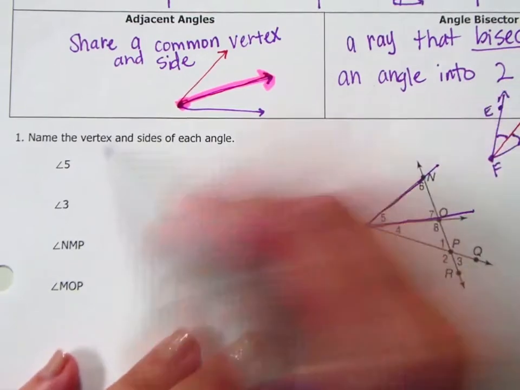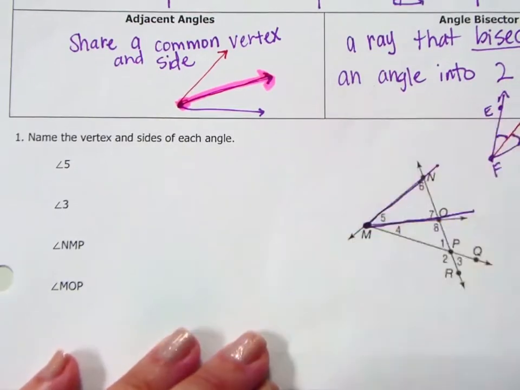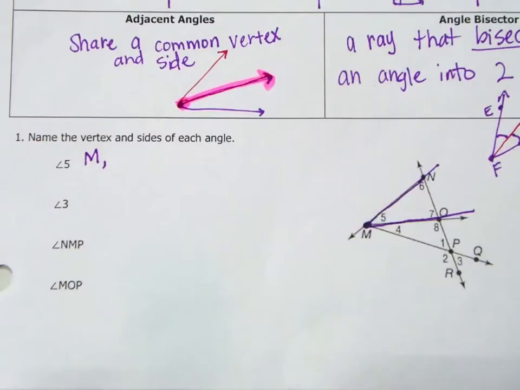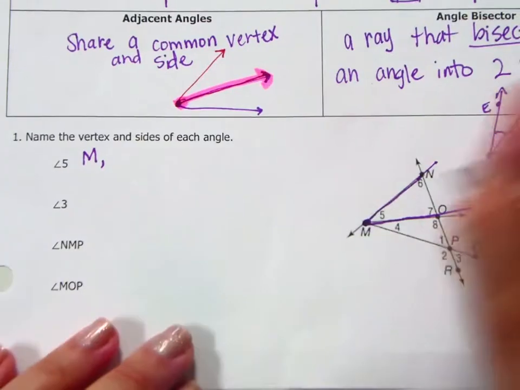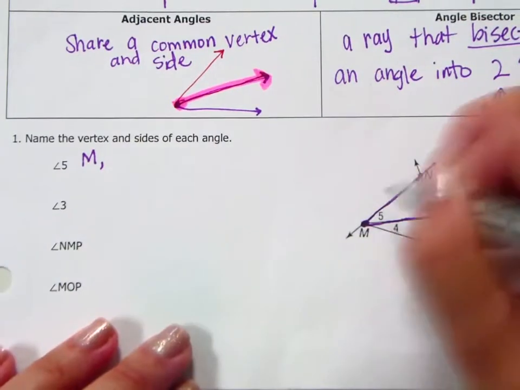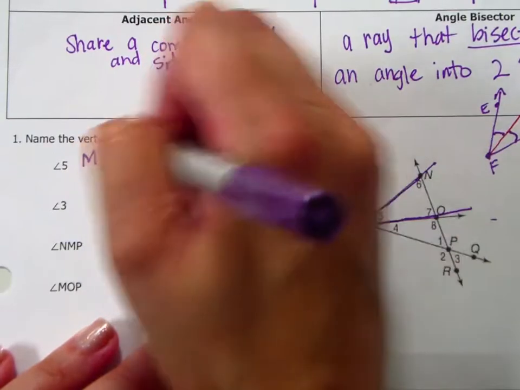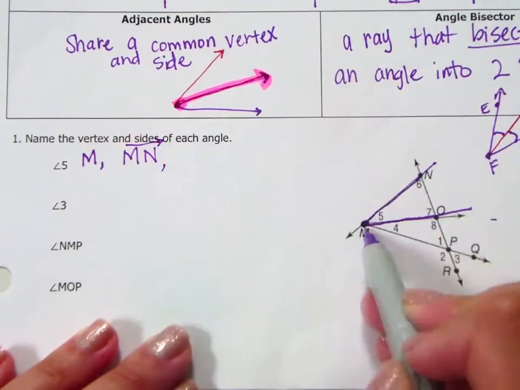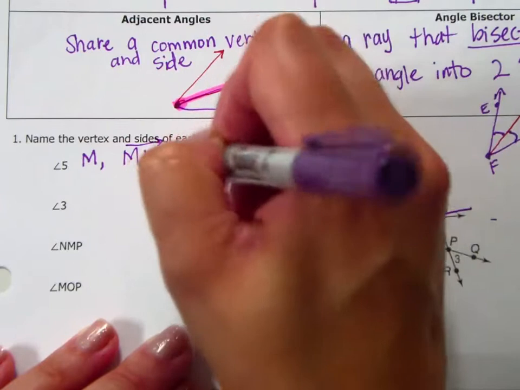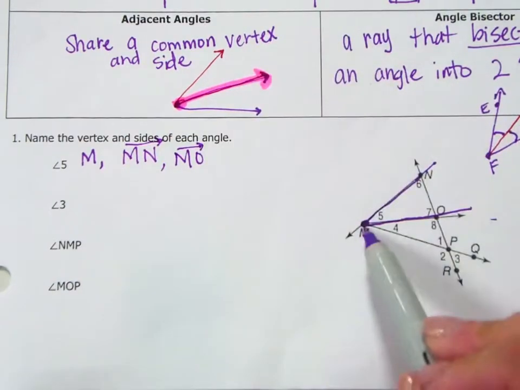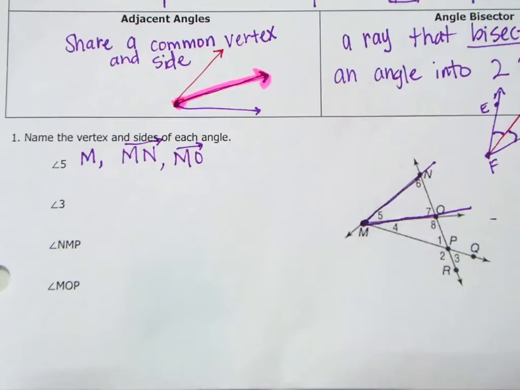The vertex, remember the vertex is a point. The vertex of that angle is point M. Remember, we name points with just a capital letter. The sides of that angle, we're going to think about that angle extending. One side is ray MN. The other side is ray MO. Remember, angles are made of two rays from the vertex point out to the other point.